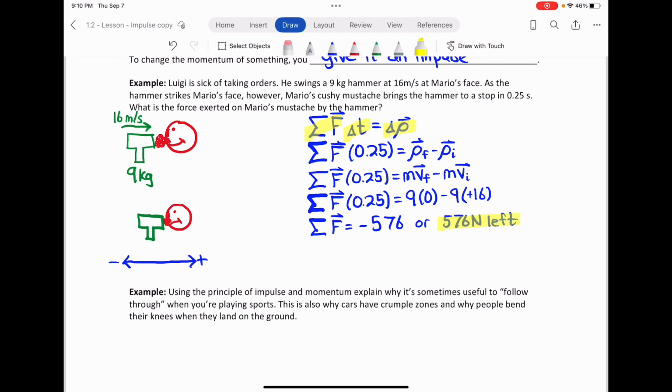So how can we use that to figure out what the force on the mustache is? Well, you might recall that Newton's third law tells us every action has an equal and opposite reaction. So what that means when we apply it here is that if the mustache pushes on the hammer with 576 newtons left, then the hammer has to push on the mustache with 576 newtons to the right.